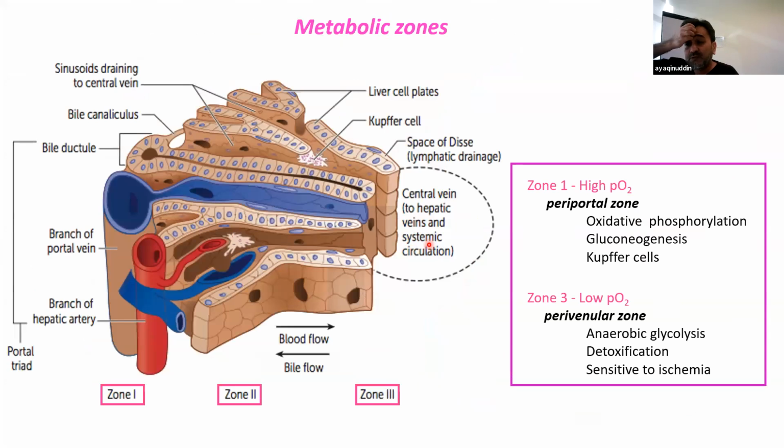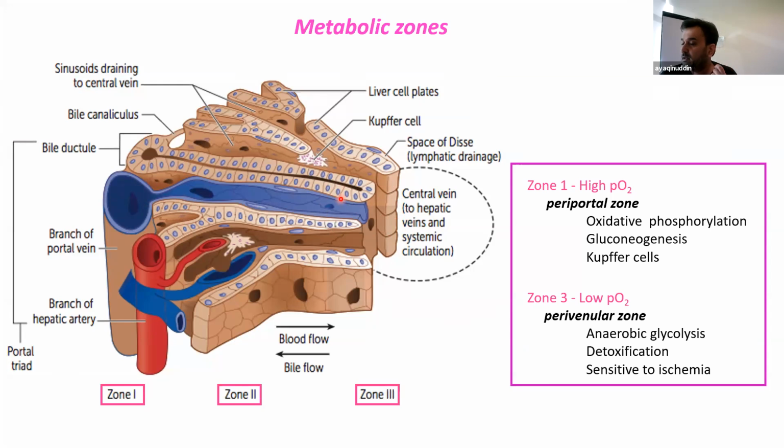Now, the other thing which you need to understand is the zones which we have talked about. Zone one, which is near the portal triad, is the place where you would have more oxygen. It has higher oxygen pressure, so this is more resistant to any injury. While zone three, where you have low partial pressure of oxygen and more anaerobic glycolysis happening, is the area which is much more sensitive to ischemia and also to drugs.